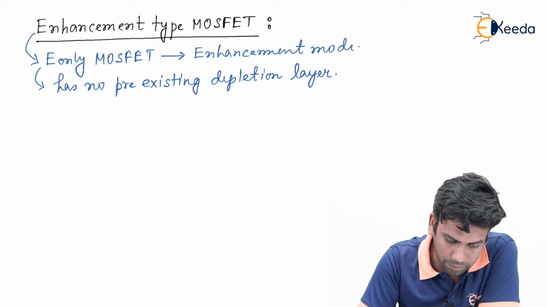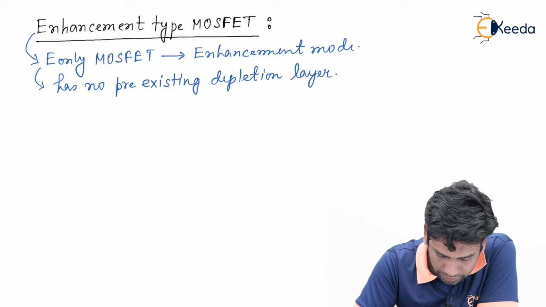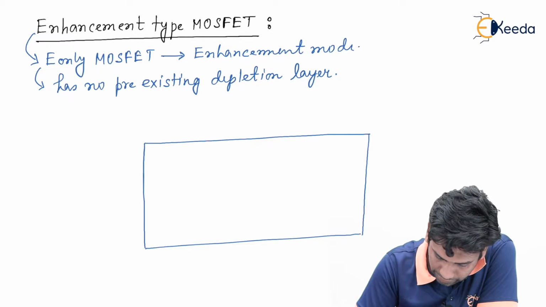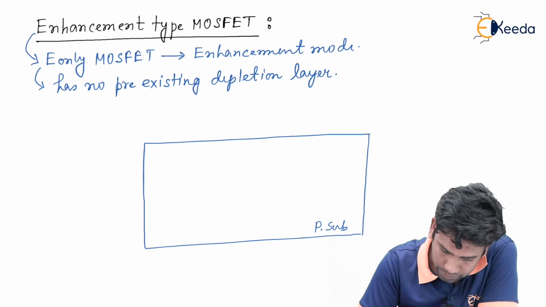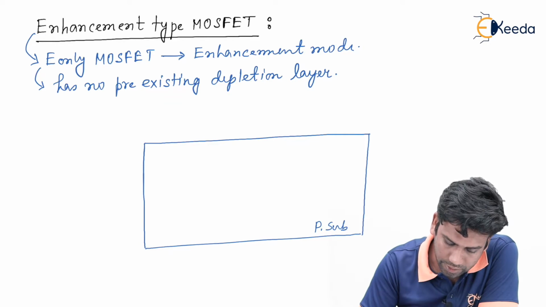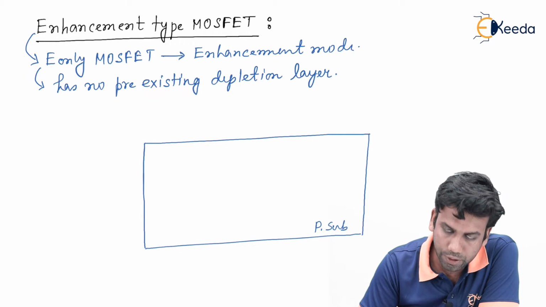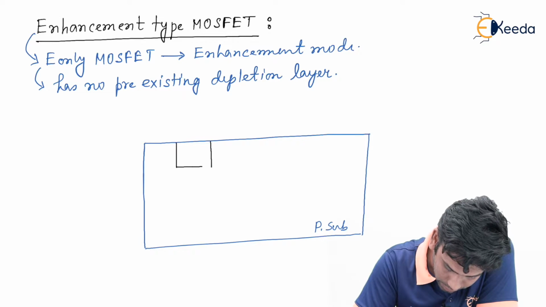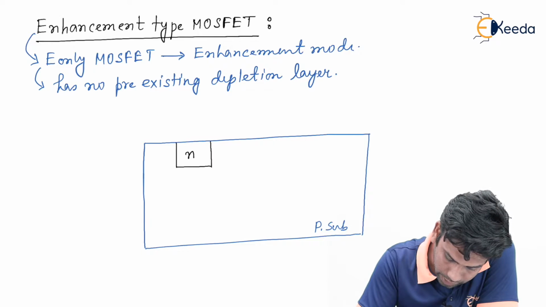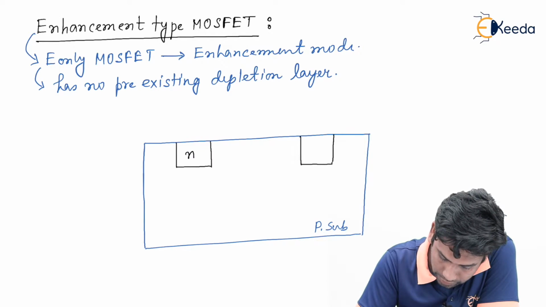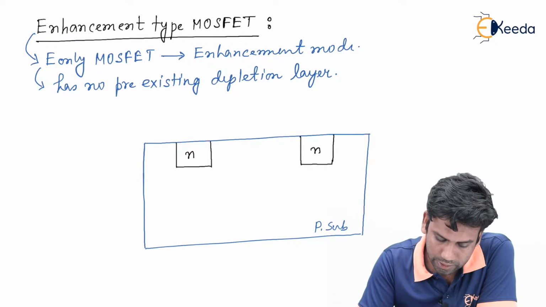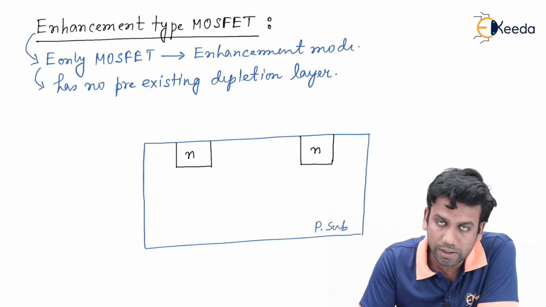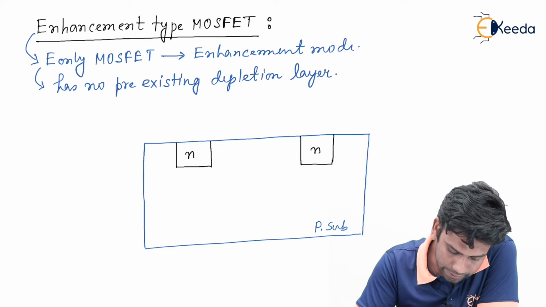The construction of the E-only MOSFET is that first we have to take a P-type substrate. So this is a P-type substrate, so I am writing P sub, and with this P-type substrate first an N-type doping will be done at two different places, like an N-type doping has been done in this region, and there is also another region where N doping has been done. So this is the N doping region, and over this N doping region we will give a silicon dioxide layer or oxide layer like this.